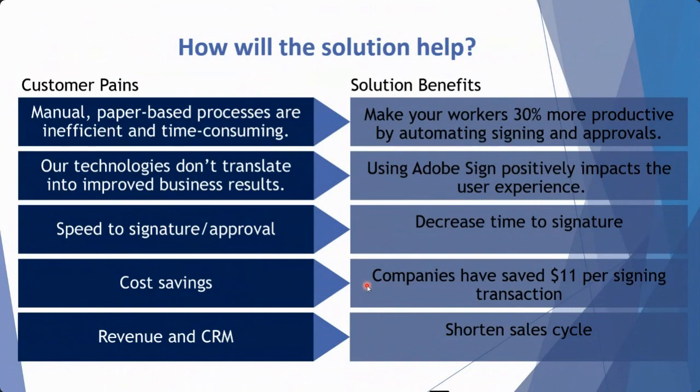That is a return on investment that factors in the cost of the license itself. And then revenue and CRM, so shorten the sales cycle. This might be shortening the process to obtain funds, to get approvals through, and so on and so forth.